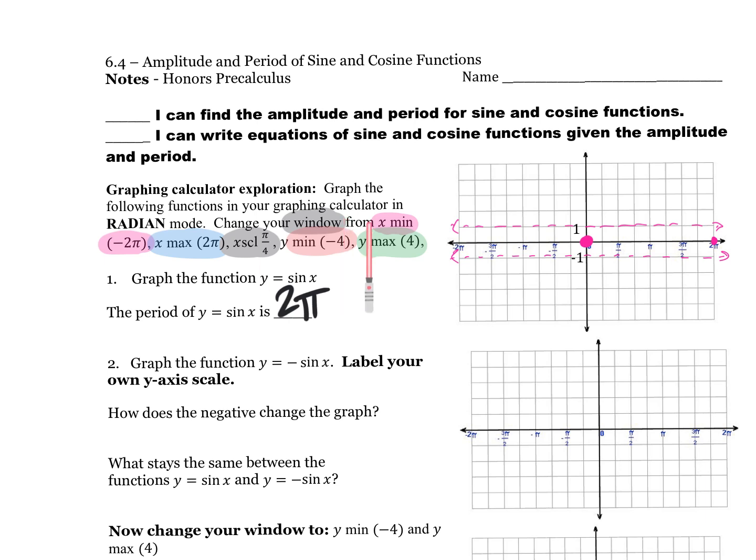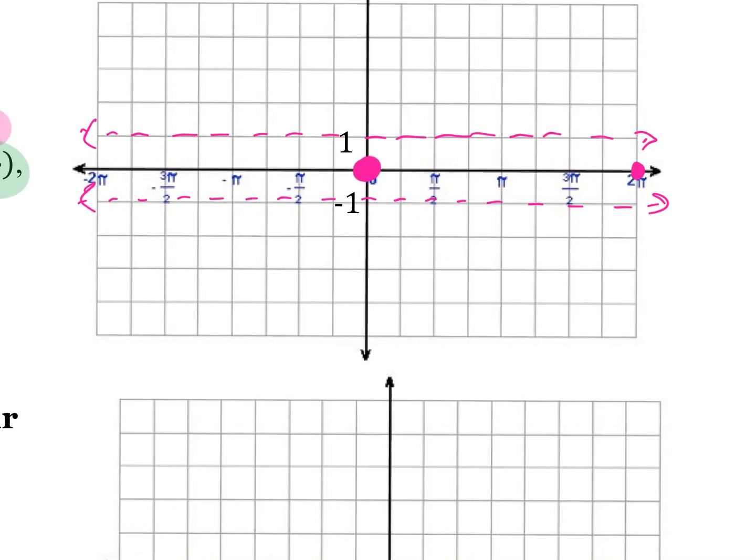So we changed our window in our calculator. We're in radian mode, and the highest y value that we're going to go to is 1 and -1. Okay, the period of sine is 2 pi. So when we go to graph this, do you agree sine goes up, it's got to go down, it's got to get back to 2 pi in one cycle.